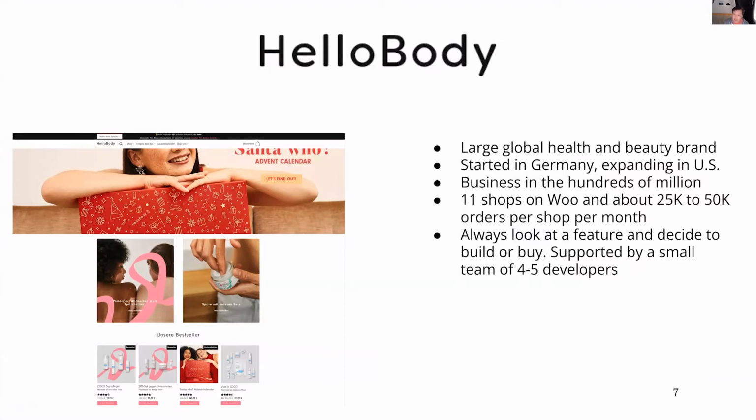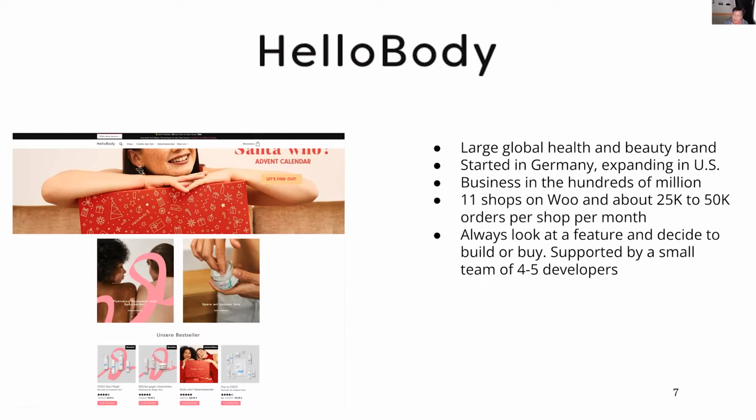One thing really neat about this company is they have a small development team of 4 to 5 people only. So 4 to 5 people supporting a business that's in the hundreds of millions is pretty impressive. But one thing I really like about how they look at Woo is they look at the plugins and they always think about, does it make sense to build or buy, right? And that's something a lot of agencies need to look at too, right? When you look at a plugin, does it make sense to build or buy?